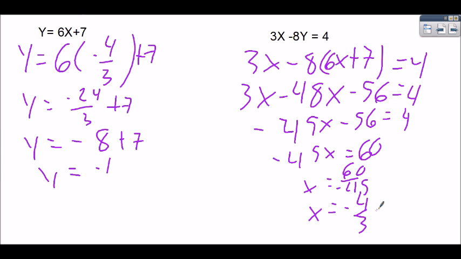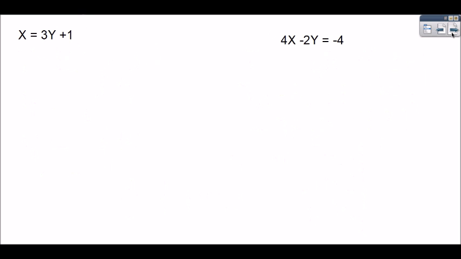Now that I've found y, the point that these two lines cross is at x, y. Alright, so we're going to go one more time. This time x is all by itself, so in my second equation I'm going to replace x with what x equals, double distribute, and then solve for y.